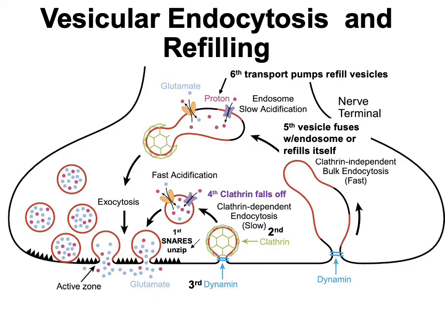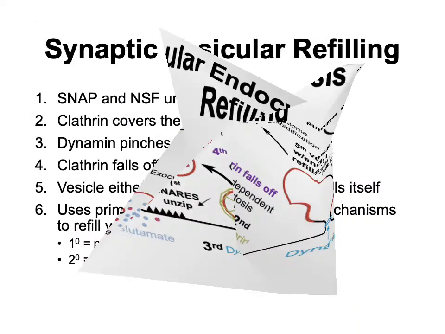Another option is that the newly formed or recycled vesicle can blend with an endosome, where the endosome has these same pumps on it, a proton pump and a proton neurotransmitter exchange pump. It'll get filled with neurotransmitters at that point, and then it will pinch off and join with the rest of the vesicles to release the neurotransmitters. So that pretty much completes the cycle.